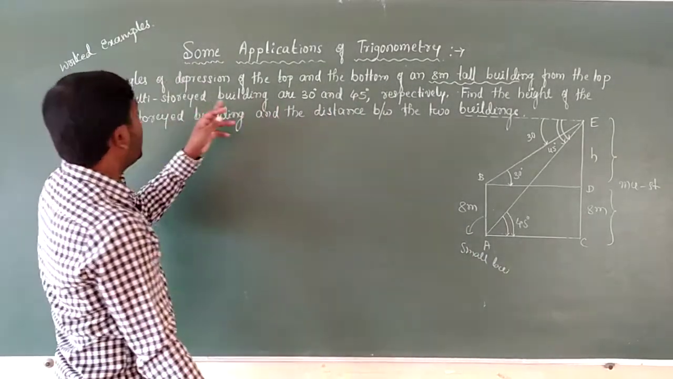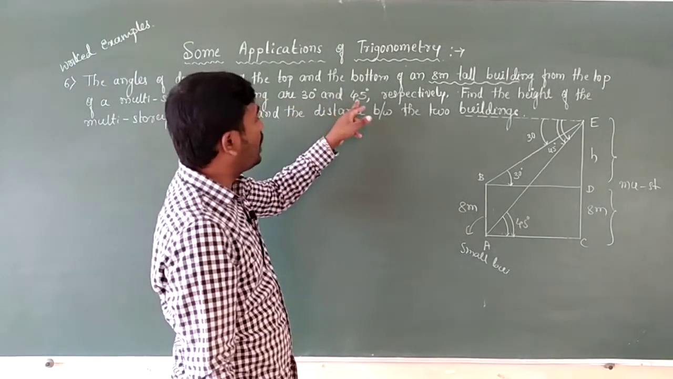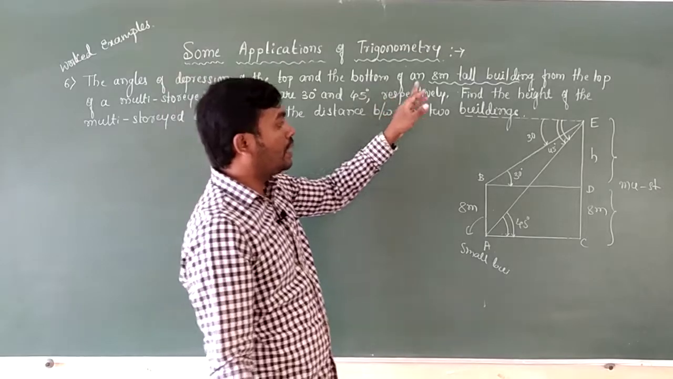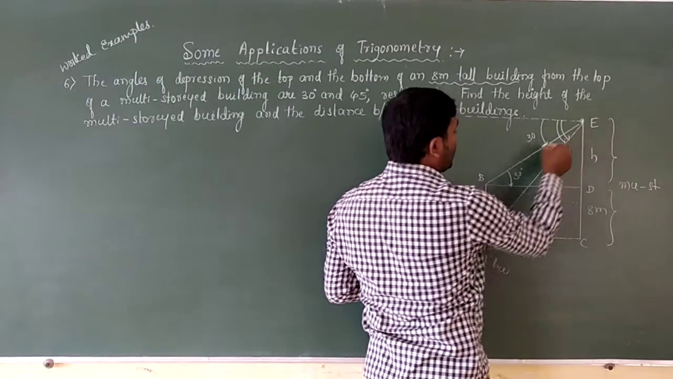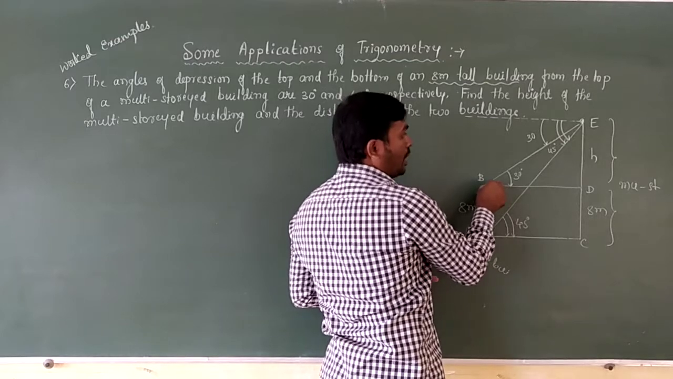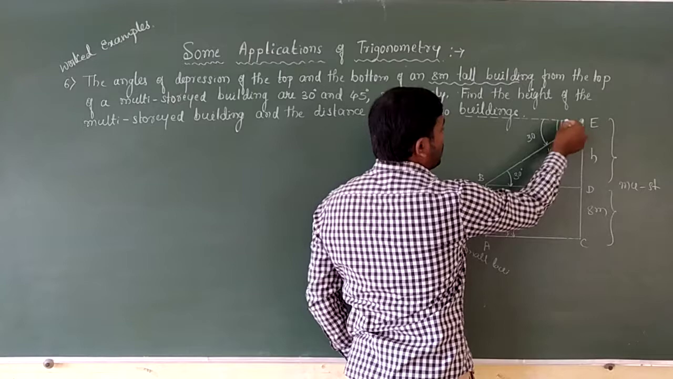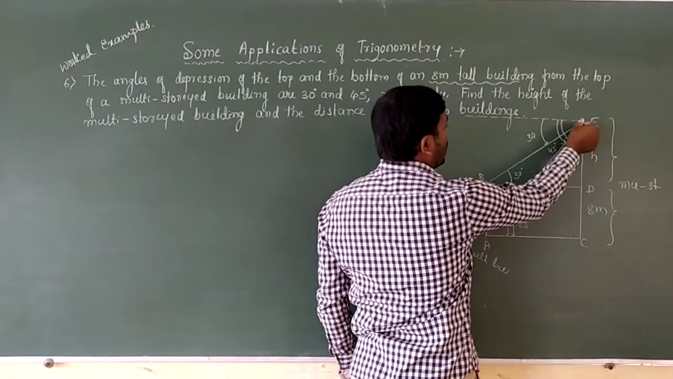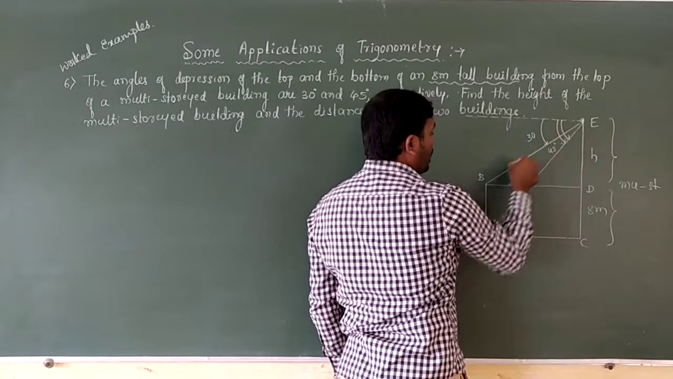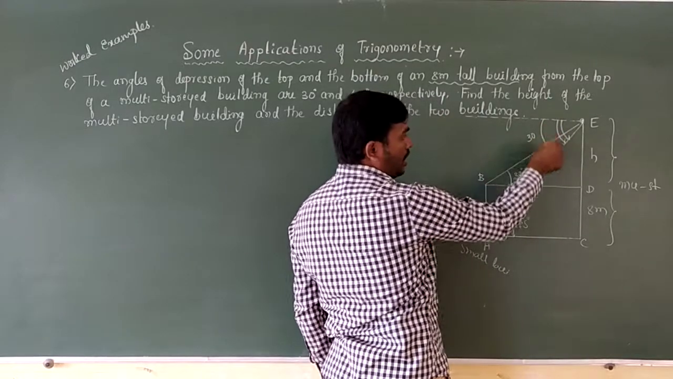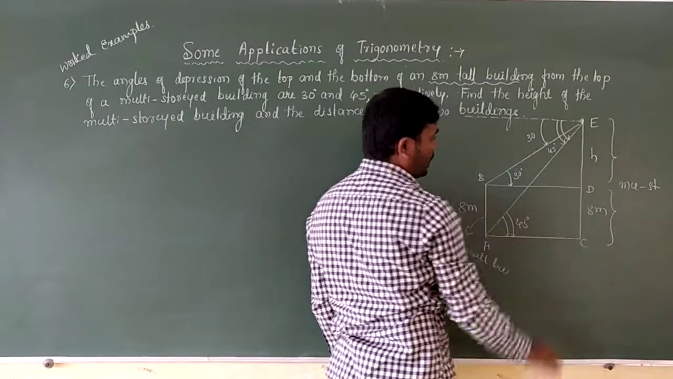From this one, the angles of depression are given. Angles of depression are 30 degrees and 45 degrees respectively. Here, the observer is at this point. He is observing the top of this building and the bottom of this building. So the angle of depression, this is the horizontal line. The angle of depression between the horizontal line and the line of sight when he observes the top of the building is 30 degrees. When he observes the bottom of the building, it is 45 degrees.